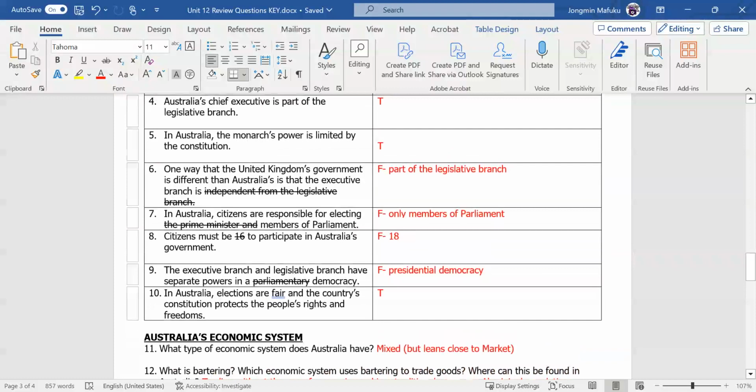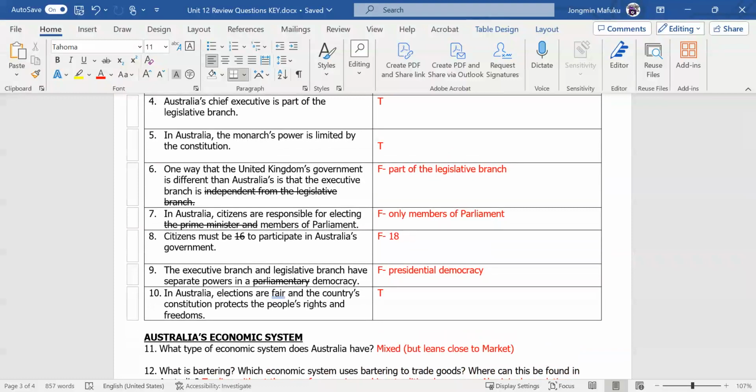Number ten, in Australia, elections are fair and the country's constitution protects the people's rights and freedom. That is true. They have a democracy, meaning elections are fair and they're able to choose whoever they want. It's just that because they're a parliamentary democracy, they can only vote for the members of the parliament.